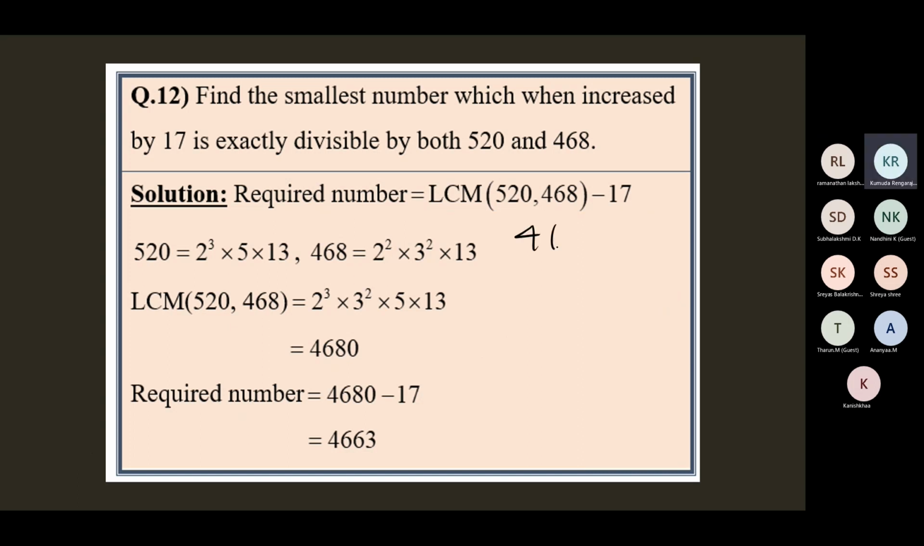When you find the LCM 4680, you know that the LCM is exactly divisible by the two given numbers. But no, you should find the number that when increased by 17 should be divisible. So that means reduce the LCM by 17. So this is the required number because when you increase this one by 17, then you will get this one. And this is exactly divisible.